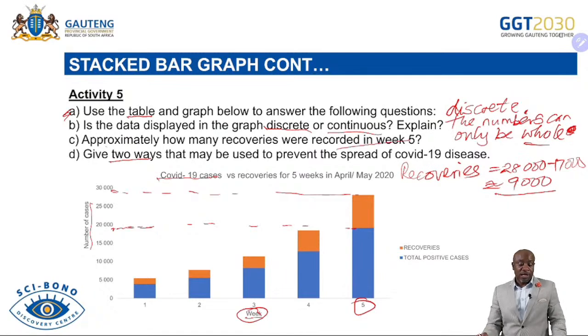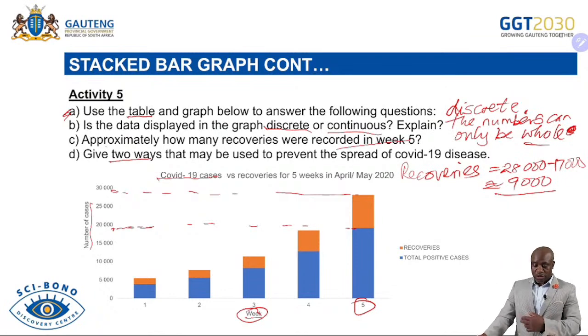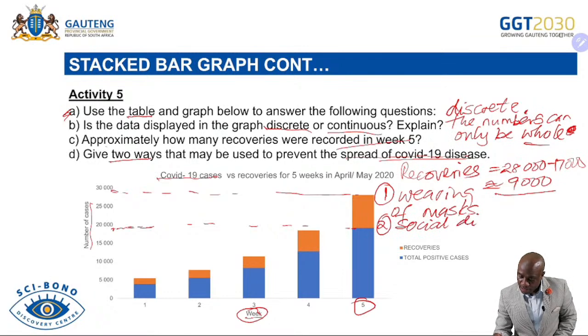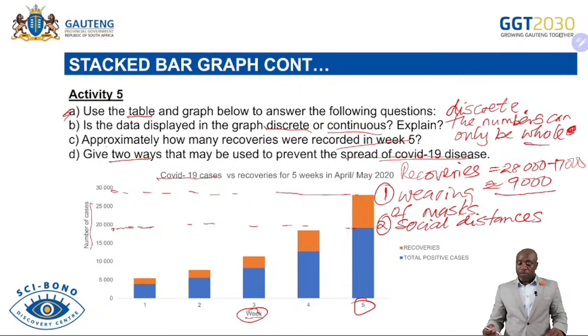Then the last question is a general knowledge question. And it says, give 2 ways that can be used to prevent the spread of COVID-19 disease. That's a general question. So you would go for wearing of masks. Yes, we need to wear masks. Wearing of masks, and what else? Social distancing. You know there are many ways. We'll stop there and say, let's wash your hands and move on to the next question.